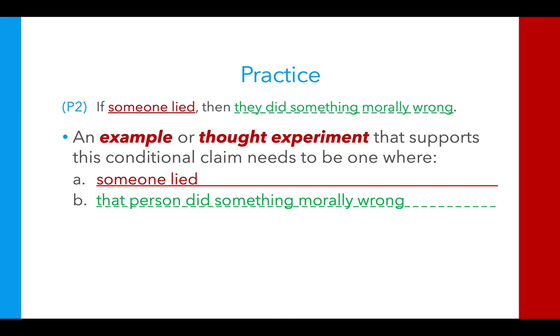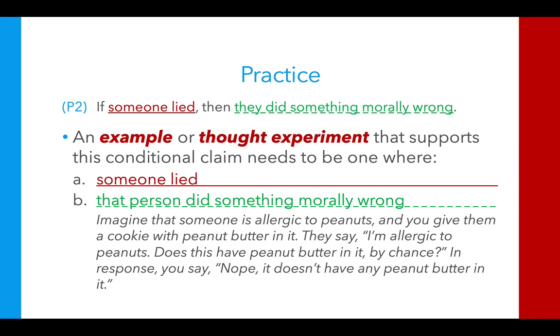But here's my example. Imagine that someone is allergic to peanuts and you give them a cookie that has peanut butter in it. They say, I'm allergic to peanuts. Does this have peanut butter in it by chance? And in response you say, nope, it doesn't have any peanut butter in it. That is messed up, man, right? In that case, you lied. You knew that it had peanut butter in it. Let's assume that you knew, right?